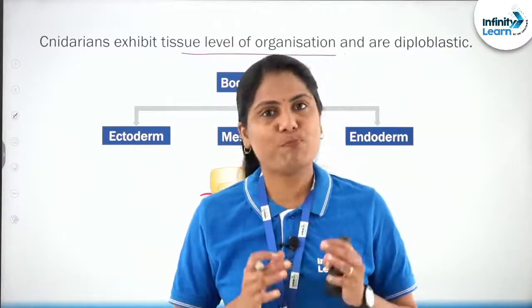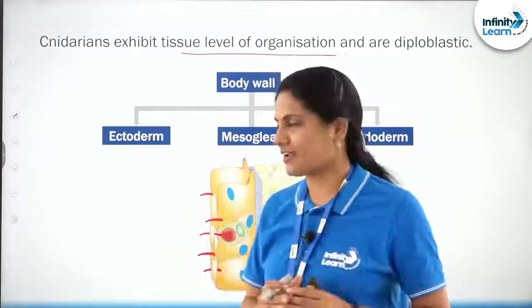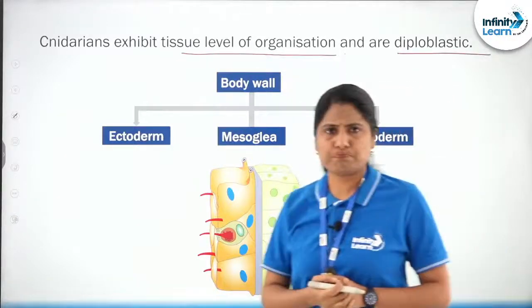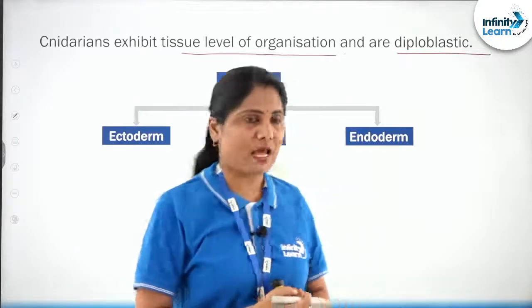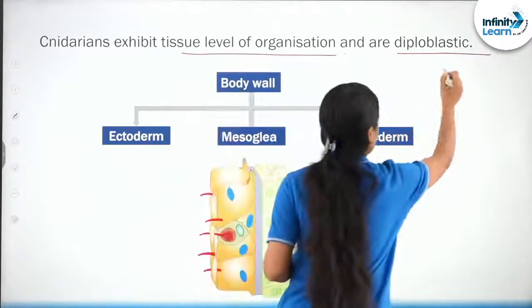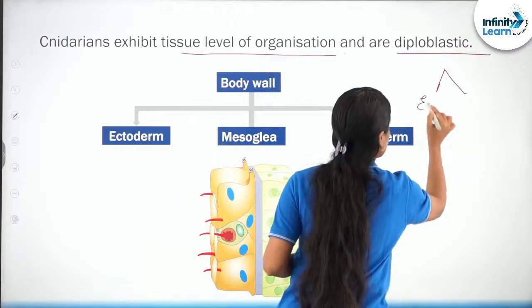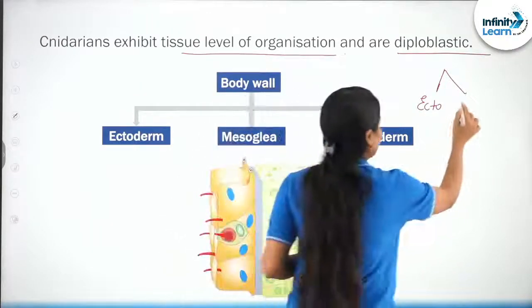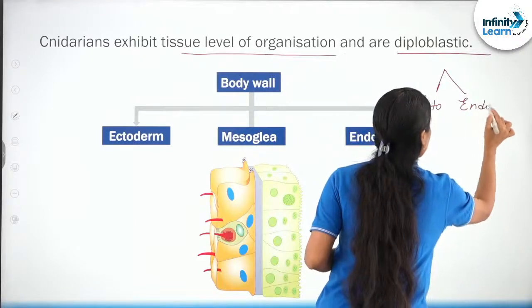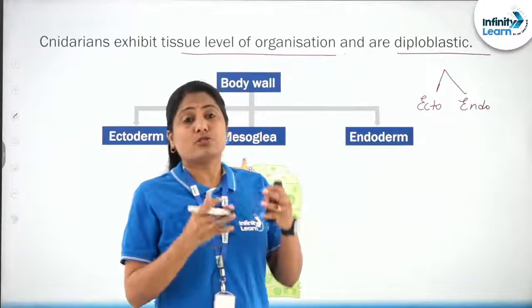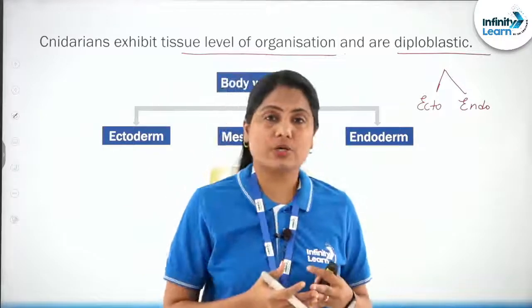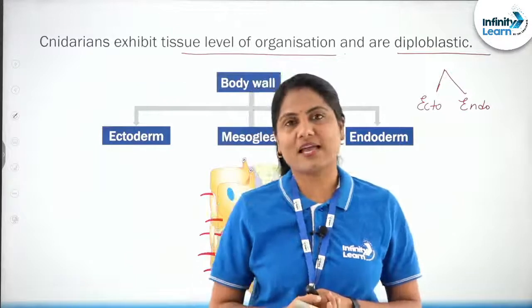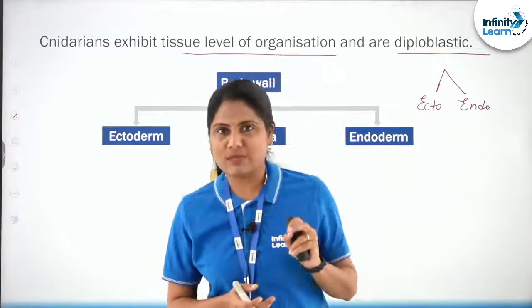One such thing is both are tissue grade organization and both are diploblastic in nature. So what do we mean by diploblastic? There are two primary germ layers, which is the ectoderm, ecto meaning outer, and the endoderm, endo meaning within, right? So there's an ectoderm and there's an endoderm. There are two primary germ layers, which is why they are diploblastic organisms. They do not have a mesoderm.